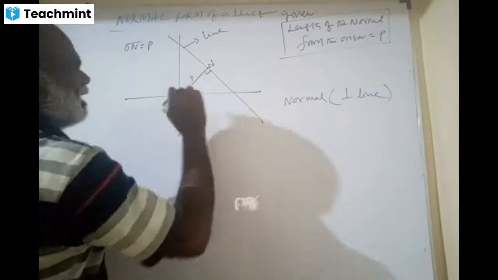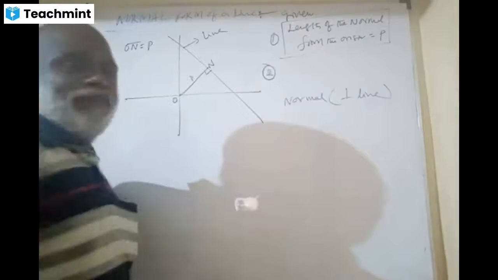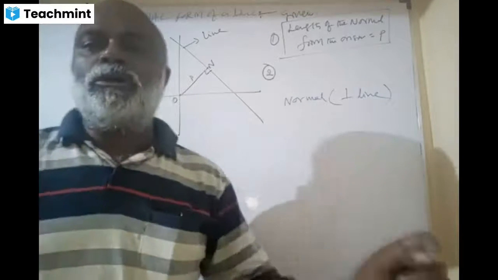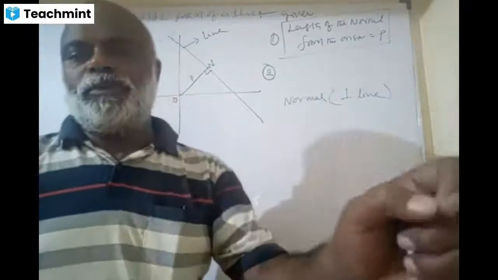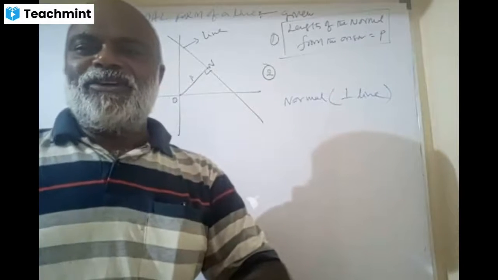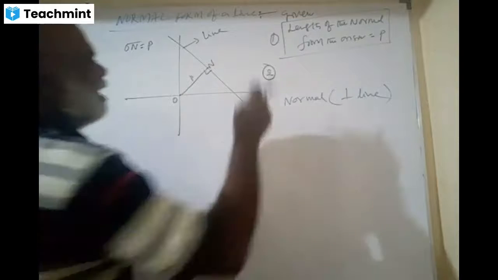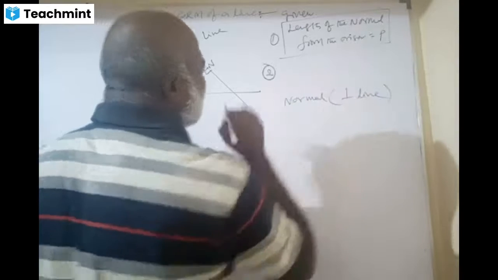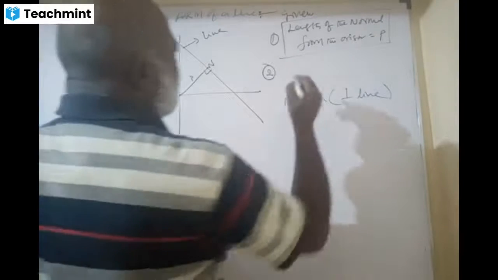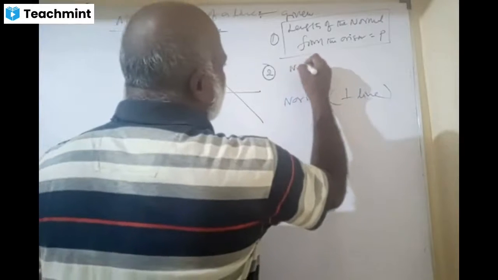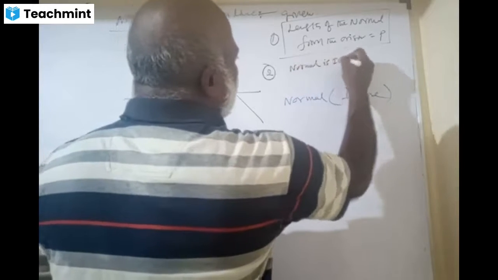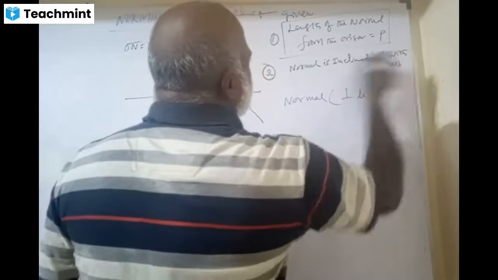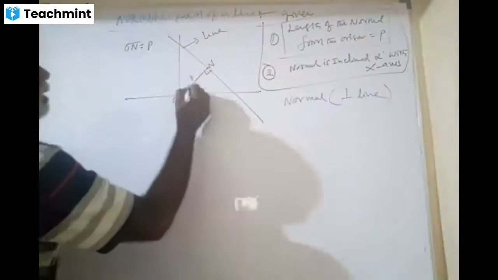And he is also giving 1 and 2. Always 2 things must be given. Throughout our equations we are giving 2 things: slope, intercept; point, slope; 2 points. Yes or no? So every time we are giving 2 things. Here, the length of the normal from the origin is given as P, and the second one is that the normal is inclined at angle alpha with the x-axis, my dear. These are the 2 things given to you here. This is called alpha.